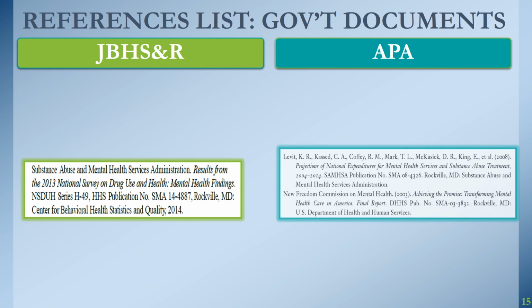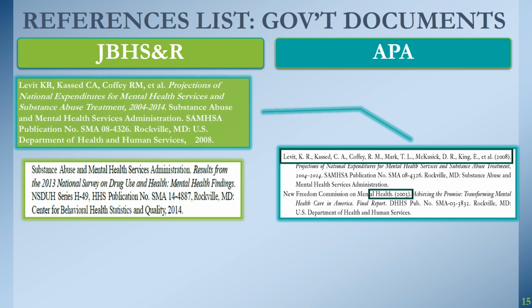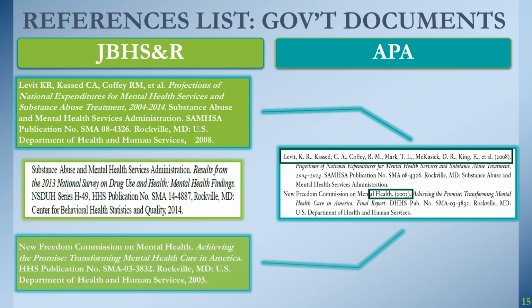So in addition to our JBHS&R example of a frequently cited government publication, I also wanted to provide 2 additional examples of frequently cited government publications I've converted from APA to JBHS&R. You can see, again, the major differences here are in the formatting of the author names and the location of the publication date. Also note that the Levitt citation includes the Department of Health and Human Services in the JBHS&R reference, but not in the APA reference.